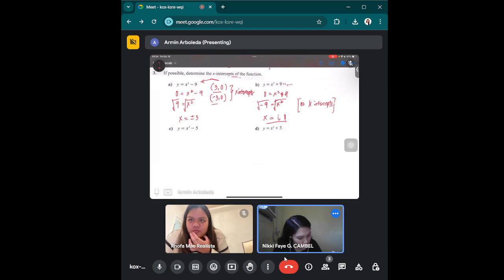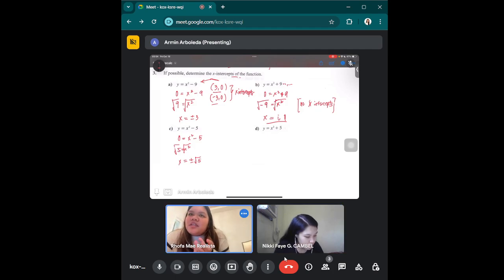So, equate this to 0, transpose to the other side, that's 5. So x squared, get the square root for each side, and then you're gonna have what? Plus and negative square root of 5. Okay? Oh, I have a question po. Paano niyo po malalaman kung ilalagay yung plus and then negative, or plus lang or negative lang?